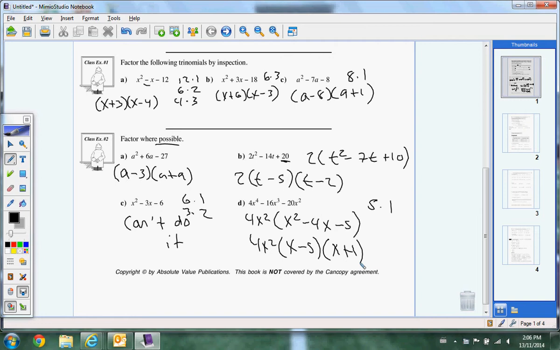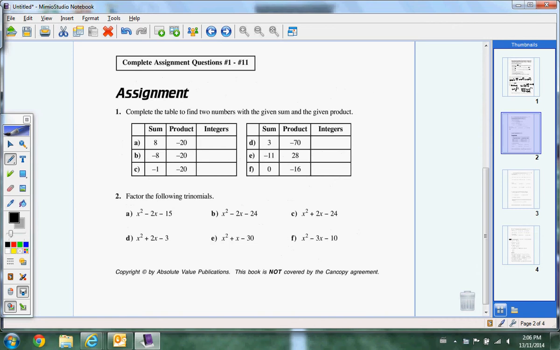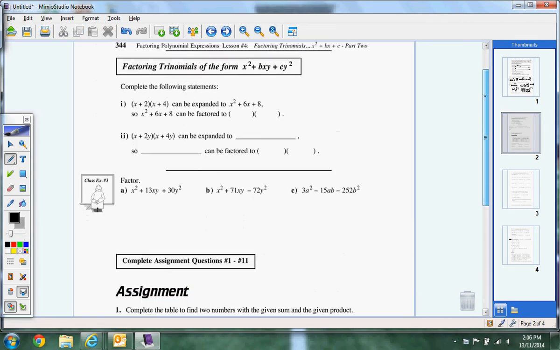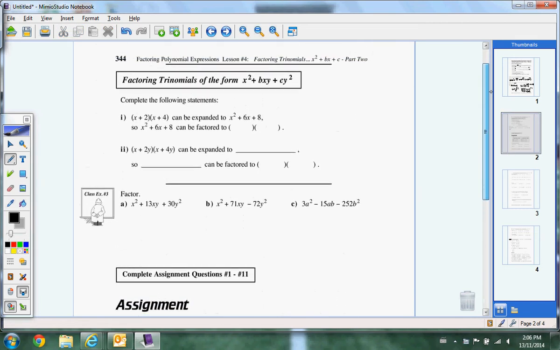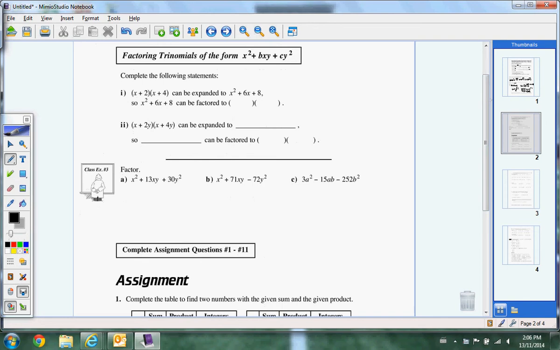All right, one little piece left here. Okay, second page. Okay, so now factoring trinomials in the form of x squared plus bxy plus c. So this is just understanding the pattern. So they're just throwing a y in there, and it really shouldn't mess it up too much, and I'll show you why.